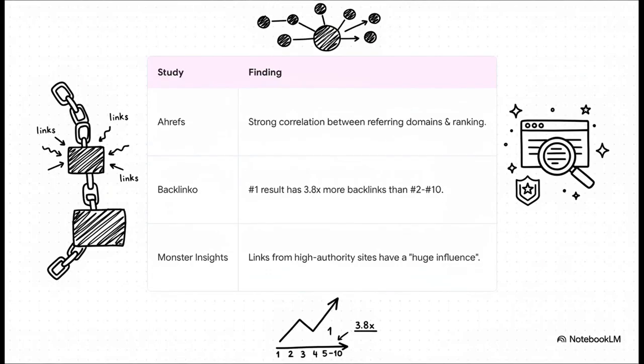But then, you look at the data from the people who study this stuff for a living. Major SEO platforms consistently find this incredibly powerful connection. Ahrefs sees a direct correlation between more sites linking to you and higher rankings. Backlinko found the #1 result has, on average, almost 4 times more backlinks than the rest of the top 10. So, what is going on here?